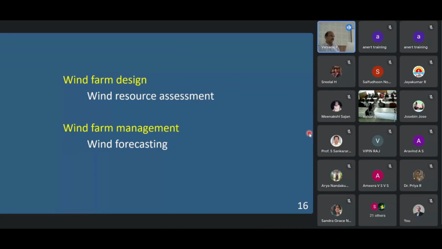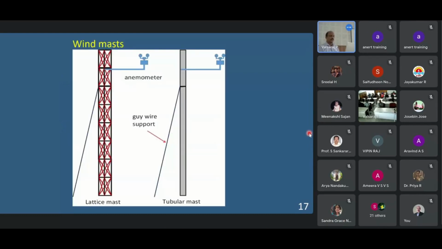And also how to decide and design the layout. Once the wind farm is set up, wind is an intermittent resource. So to grid integrate this intermittent resource, you'll have to forecast its availability and accordingly adjust the other resources. There comes the importance of wind forecasting. So I'm concentrating on these two aspects in my research.